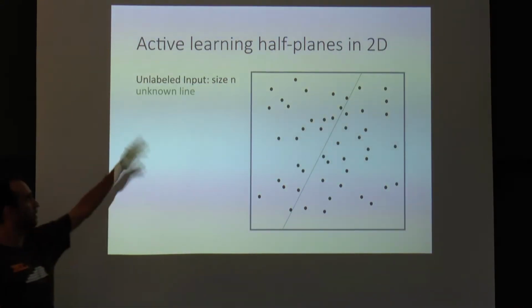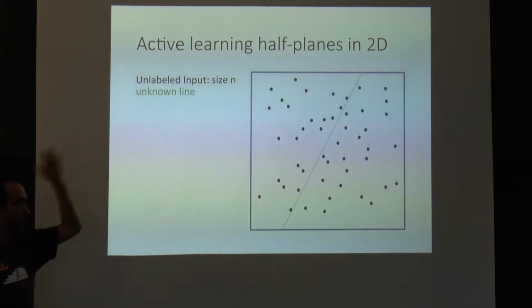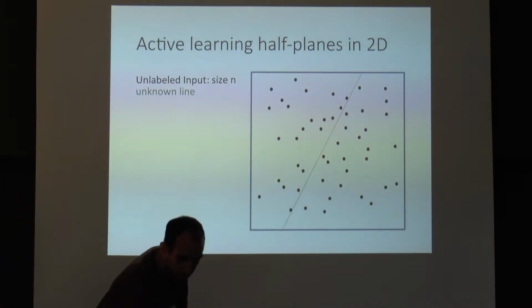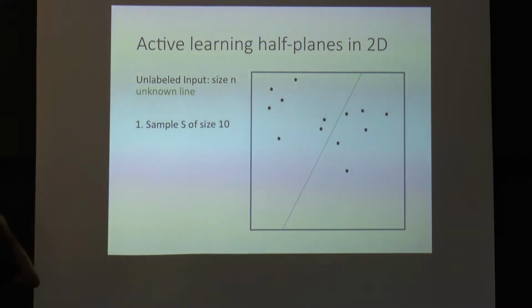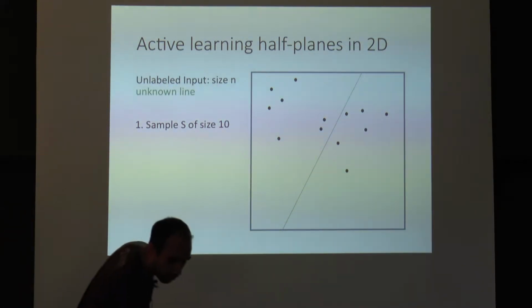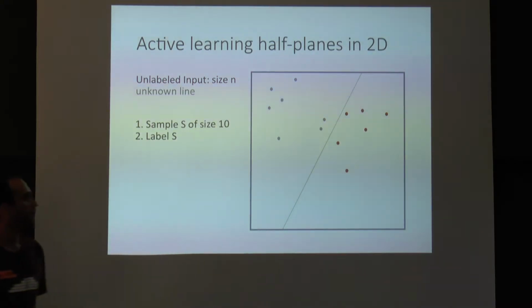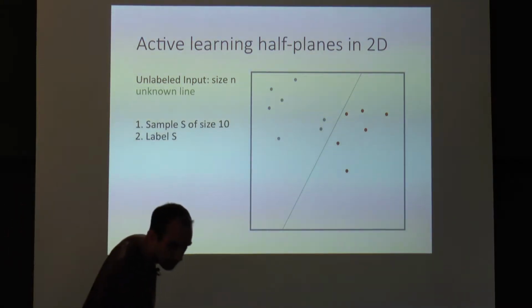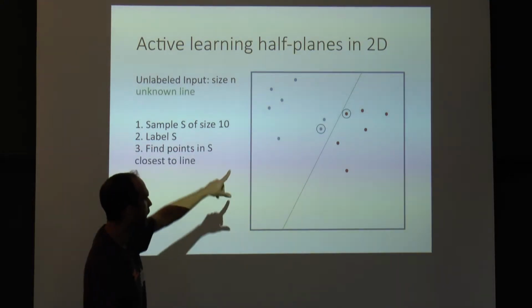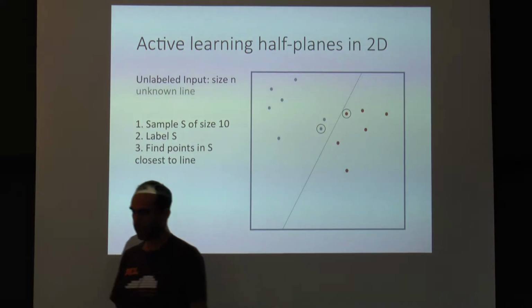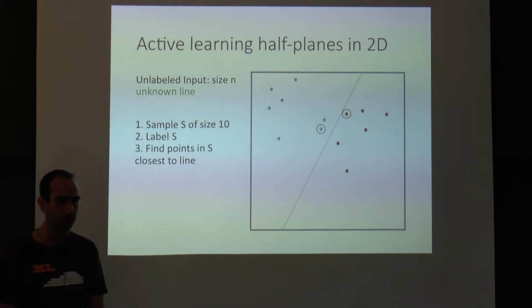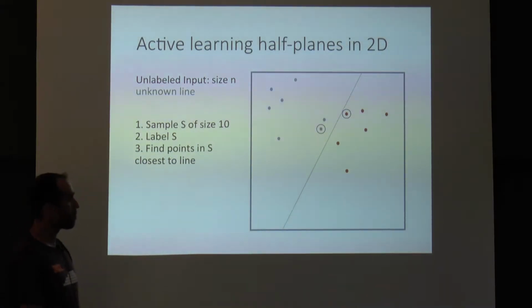So what do we do? We begin with some unlabeled input of size n and some unknown line. In each iteration, we sample uniformly at random 10 points. We label all of them. Then using comparisons, we find in each class the nearest point to the separating line. We need just 9 comparisons for that, right? To find a minimum in an array of n numbers, you need n minus 1. From each side, yeah.